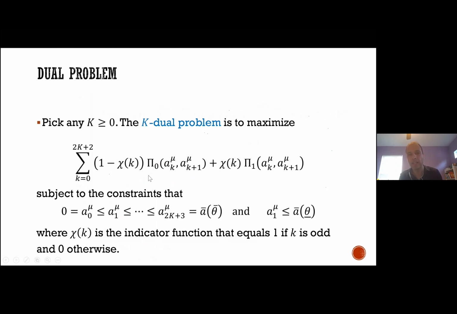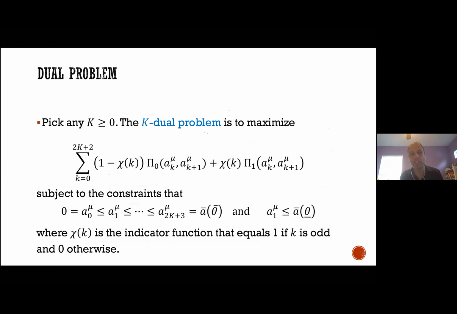And in that dual problem, the decision maker's expected payoff will be given by these pi 0 and pi 1 functions, starting with pi 0. Because period 0 is not odd, over there you are required to jump from one action to the next. In period 1, you are allowed to slide from one action to the next. Then you are allowed to again jump, then slide, jump and slide, and so on and so forth, okay? So that's going to be the K dual problem.